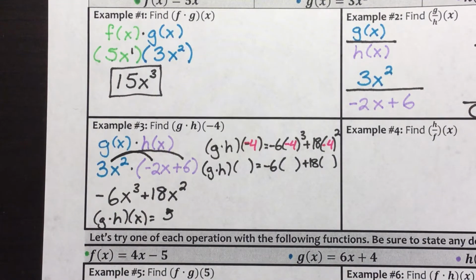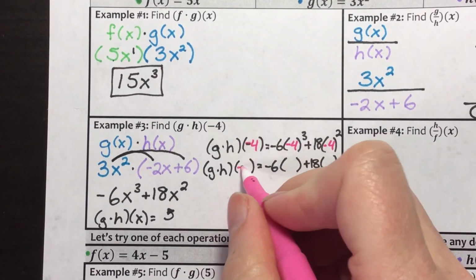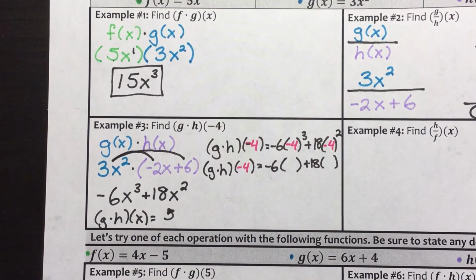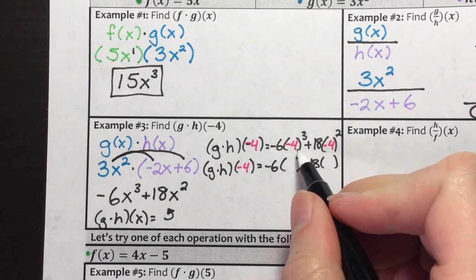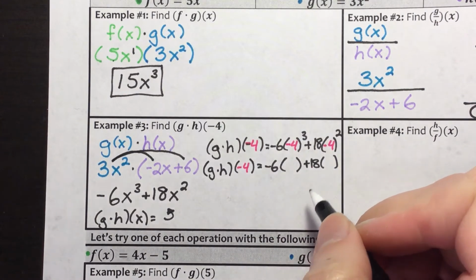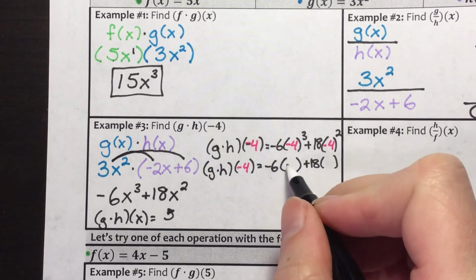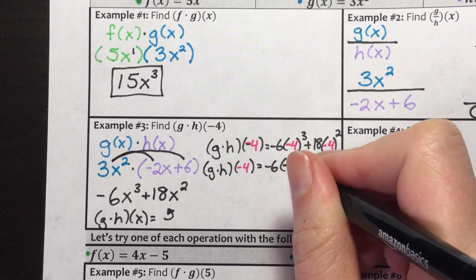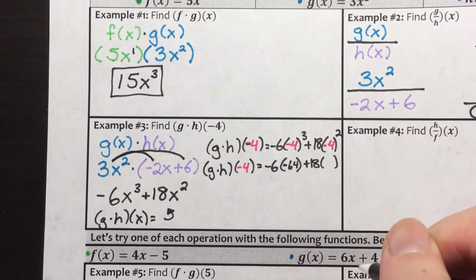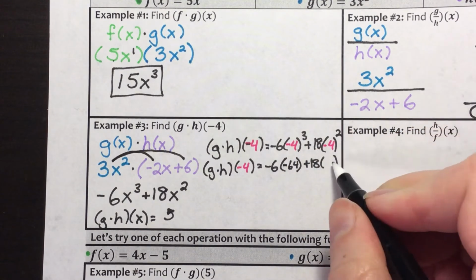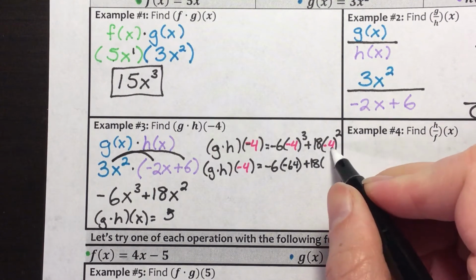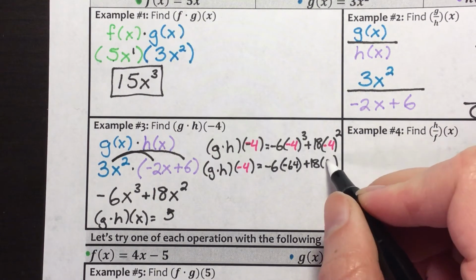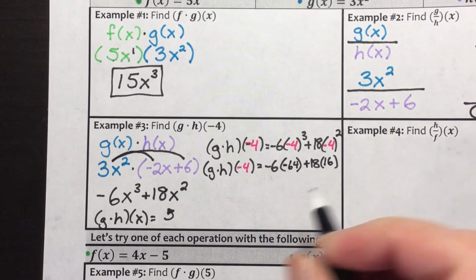Alrighty. As we plug in negative 4, we are going to do the exponents. This is PEMDAS, order of operations. So we're going to do negative 4 cubed. Negative times negative times negative is negative, and 4 times 4 times 4 is 64. Okay, over here, negative 4 squared, negative times negative is positive, 4 times 4 is 16.